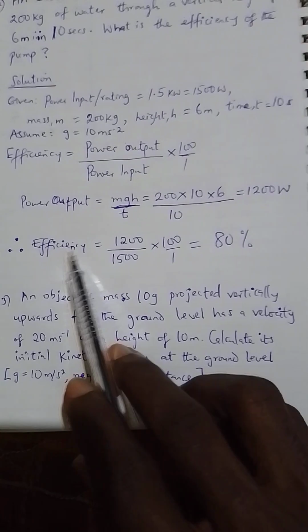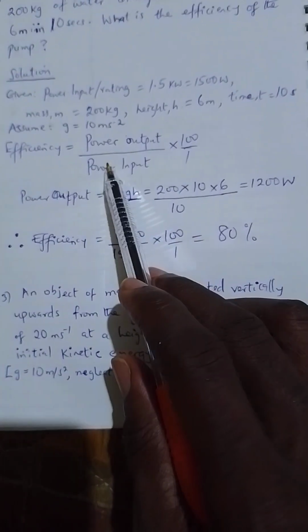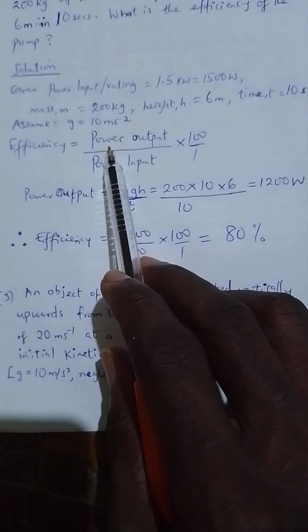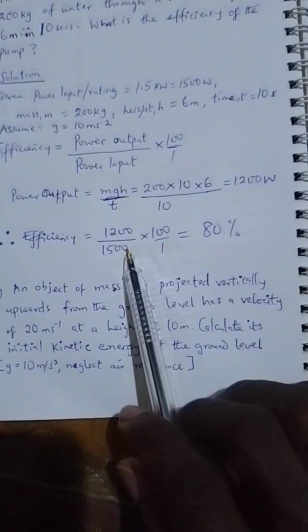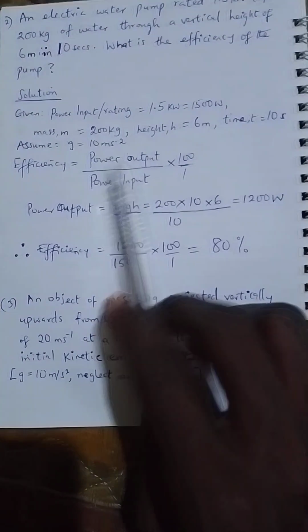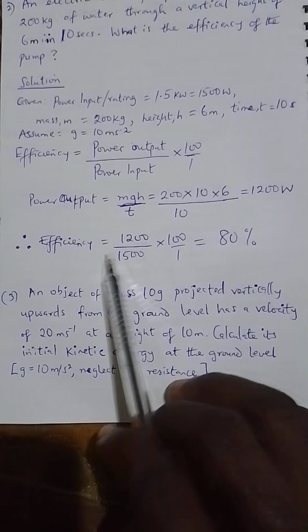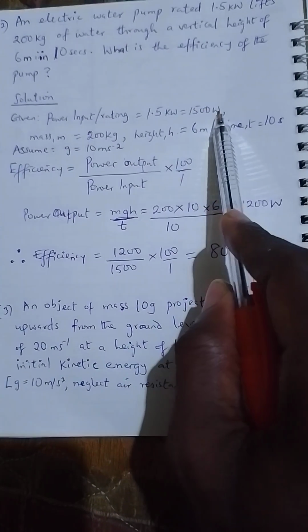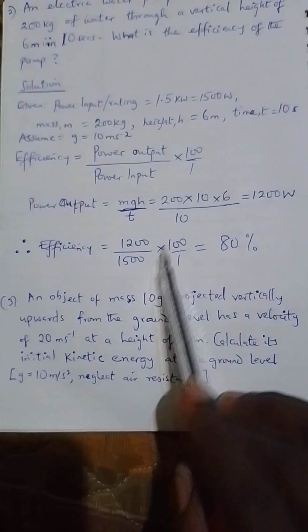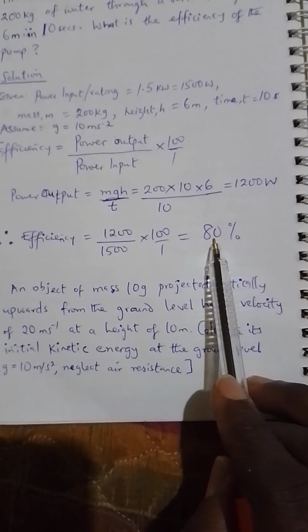Now the efficiency, remember again, is power output over power input. We'll also look at the other formula for efficiency, but for this question, this formula works. So our power output is 1200 all over the power input. The power input is the rating again. Let the units agree, watts, and then times 100 over 1. So efficiency expressed as a percentage is 80%.